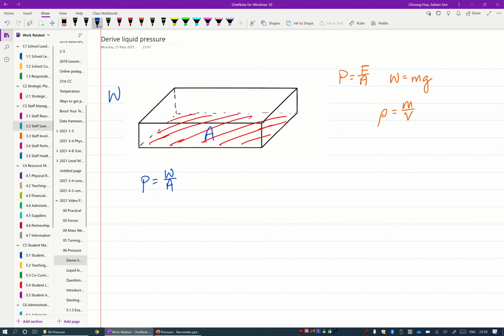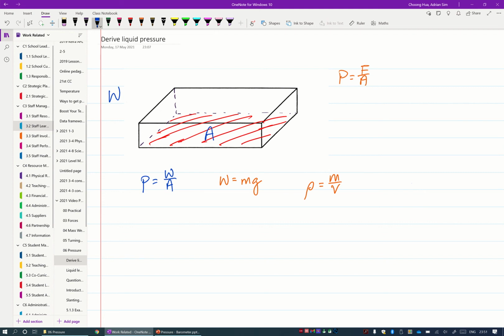First, from pressure equals force over area, since weight is a specific example of force, we have pressure equals weight over area. Now, earlier on, you have also covered weight equals mg, and you also covered density equals mass over volume. Now, we are going to put all these three together to derive a simpler formula. So we're going to start with density equals mass over volume.